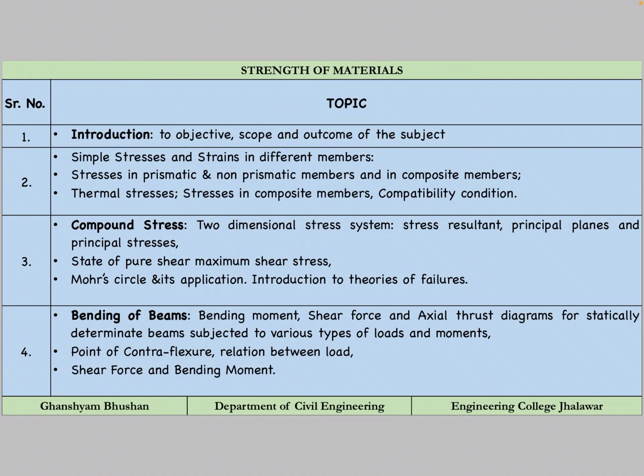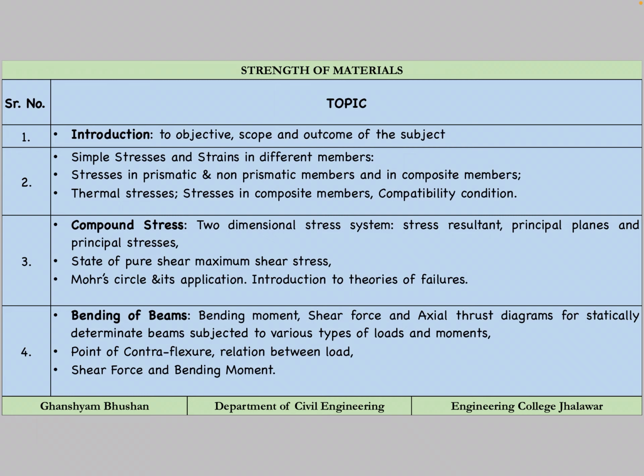In the second chapter, we will be focusing on stress and strains. In the last unit of engineering mechanics, we dealt with this unit, but again we are going to discuss the thermal stress, the stress in composite members, and the compatibility conditions. These things we have not done there, so we will be dealing with them in this semester.